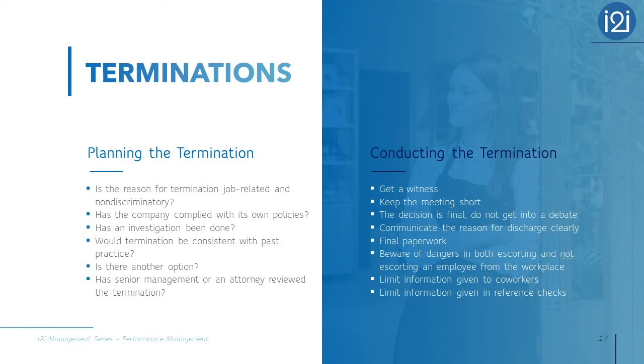And when conducting the termination, get a witness to participate in the termination meeting. Keep the meeting short. Tell the employee the decision is final, but do not get into any debate. Communicate the reason for the discharge clearly, and provide the final paperwork as required in your state. Orchestrate whether the employee will be escorted out of the office or not, and also after the termination, limit information given to coworkers, and certainly limit information given in reference checks after the termination is complete.